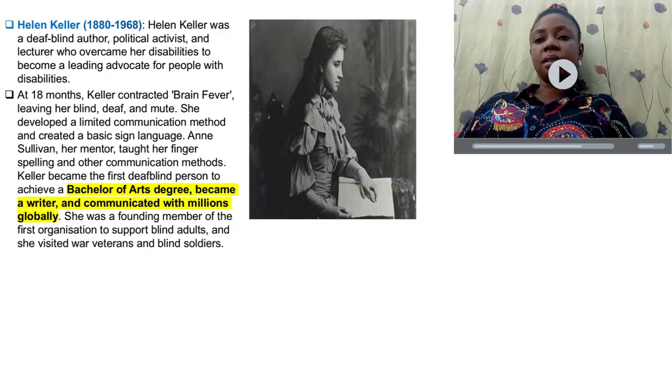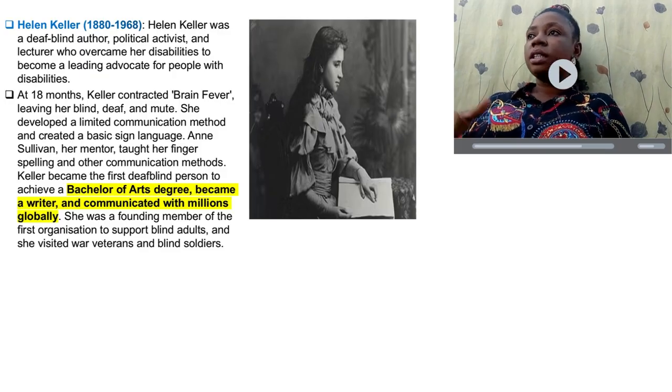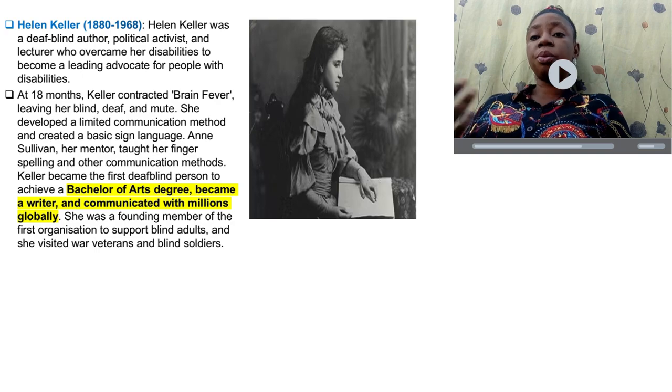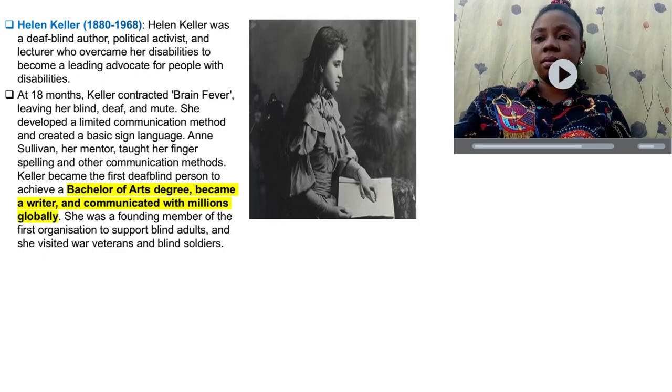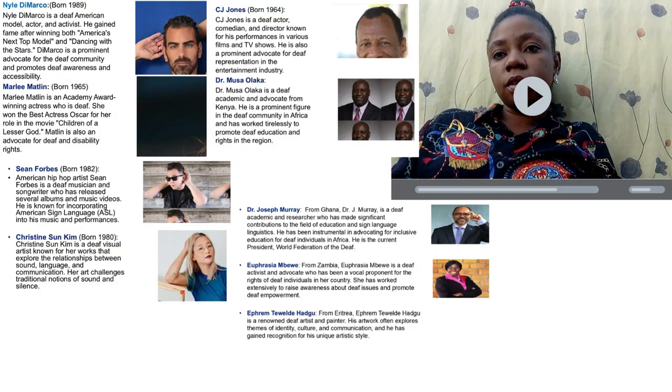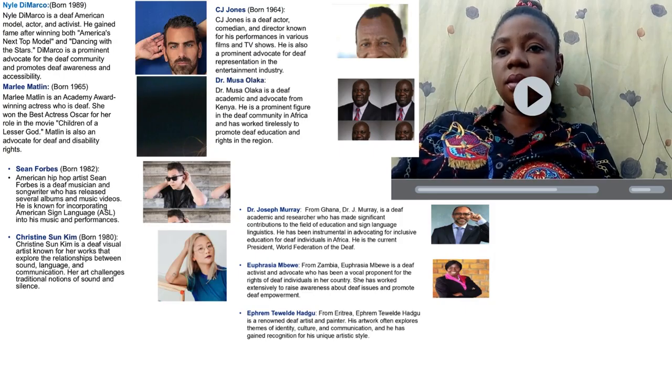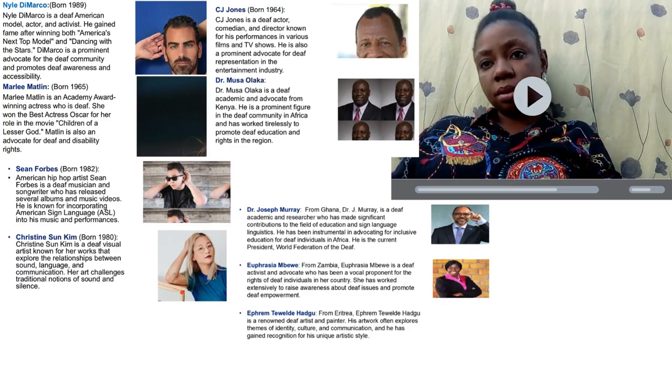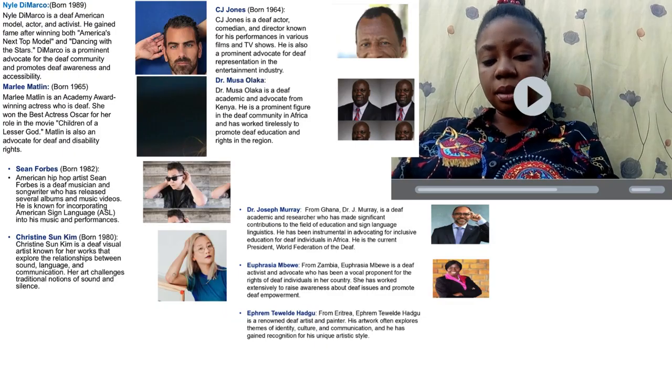So Helen Keller actually made history. She didn't allow her disability to pose a barrier to her. She was resilient. She overcame all the barriers. So the next slide talks about other deaf persons too that have made significant efforts to bridge the barriers that are faced by deaf persons.